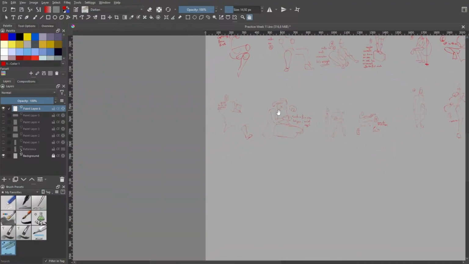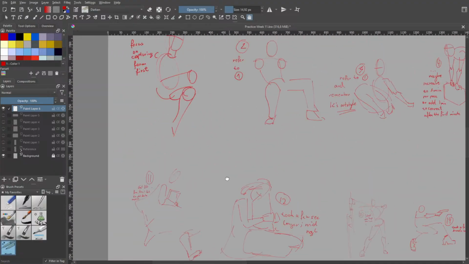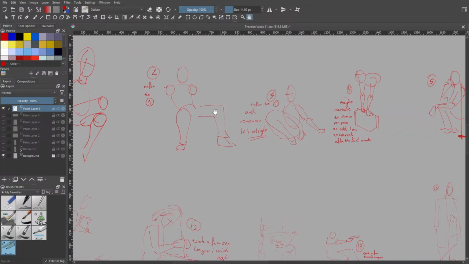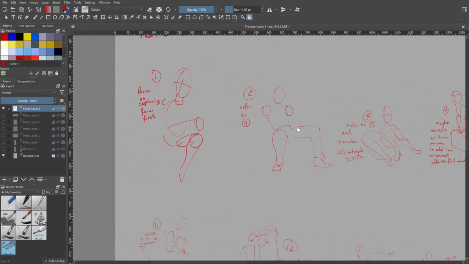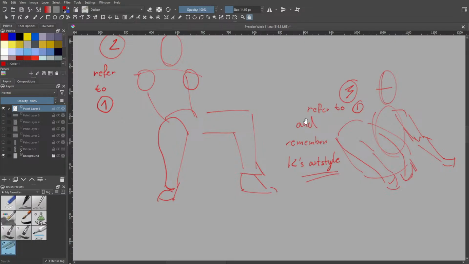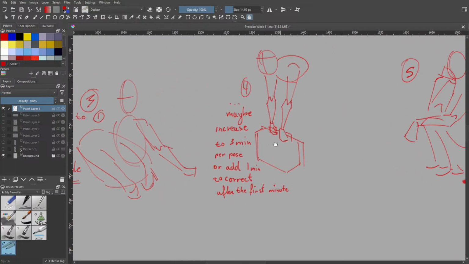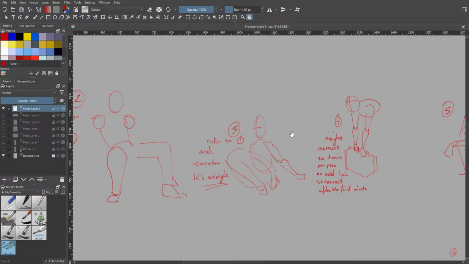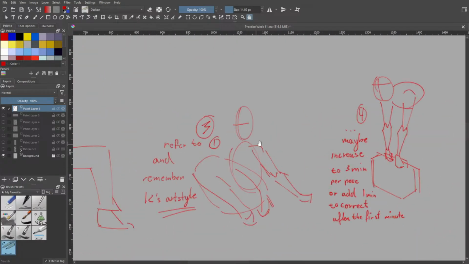Yeah, so first things first though, I have to focus, obviously, on capturing the form. Then I have to focus on the art style. So I've written it pretty much down here because I noticed all of this stuff while I was doing this. So maybe you also want to just write down your thoughts about these drawings when you're done with them.